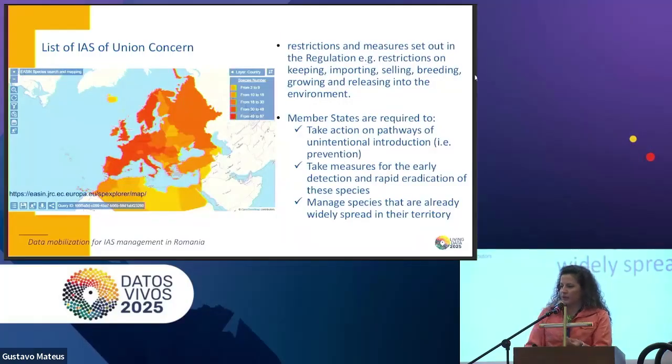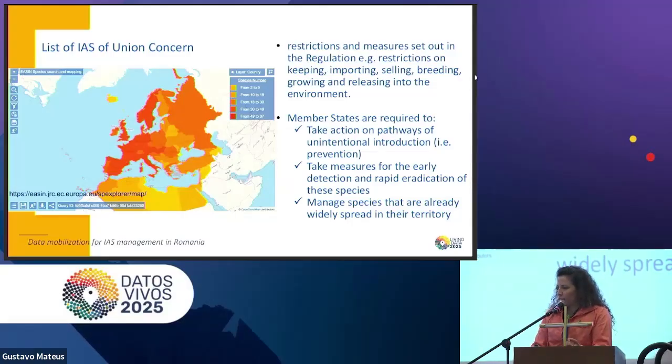What is interesting with this list is that once the species end up on it, all the member states of the European Union are expected to do something about it. So there are restrictions, measures, again, set out in the regulation regarding the keeping, importing, selling, breeding, growing, releasing into the environment. You're not allowed to do any of that. So member states need to take action on pathways to avoid the introduction, if that is a possibility, so to prevent the actual introduction of invasive species.